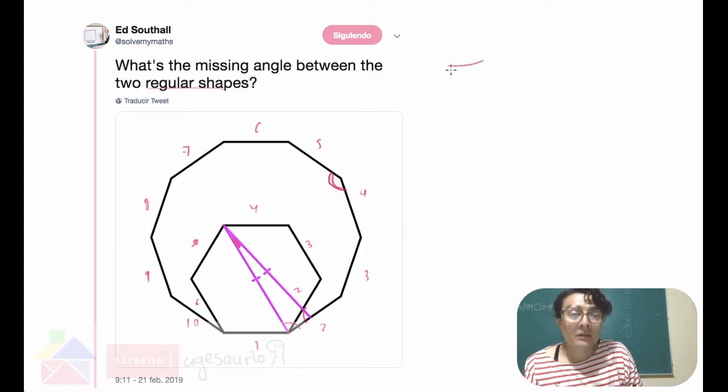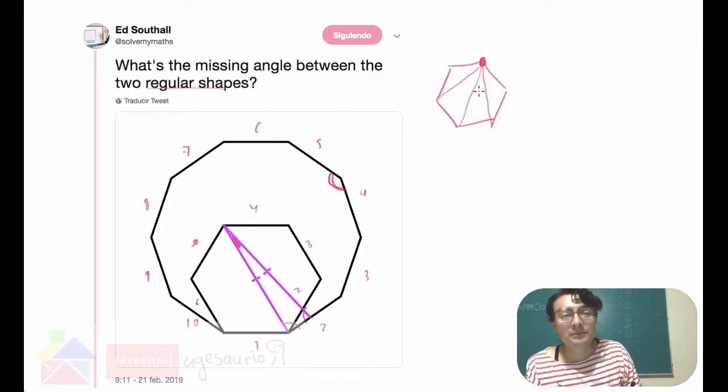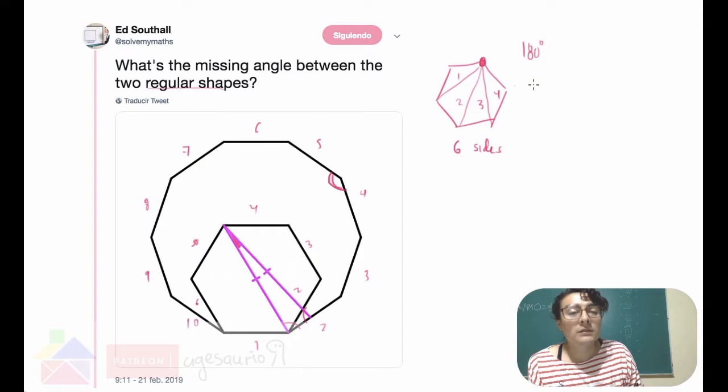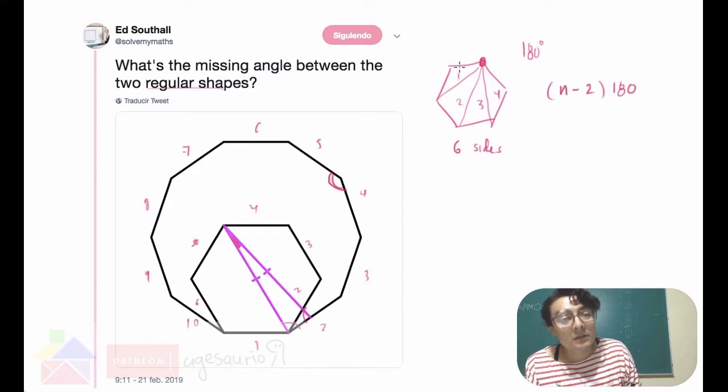So we know that whenever you have a closed polygon, if you grab one vertex and draw all the diagonals coming from there, this one had 6 sides, but you could only do 4 triangles, right? Each triangle is always 180 degrees. So in this case, it would be 4 times 180. For the general case, if you have n sides, it would be n minus 2 times 180. That's the whole sum of all of the angles, right?